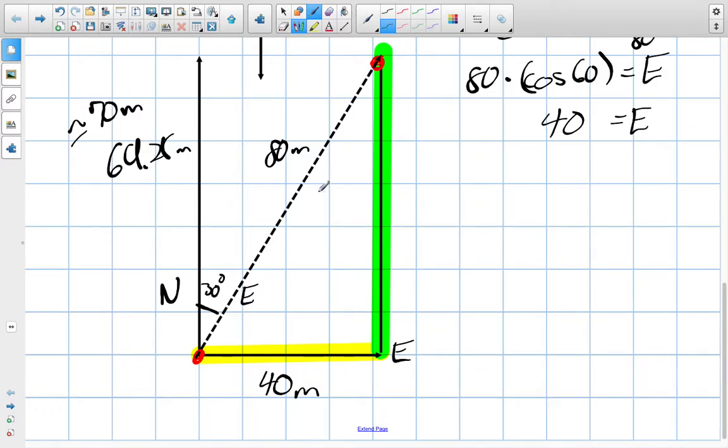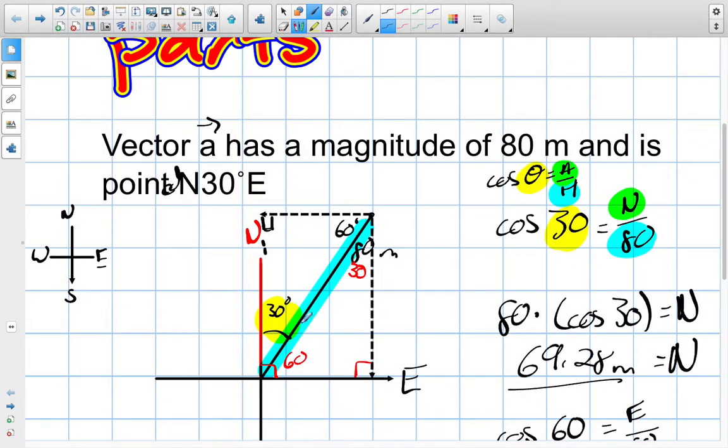So that's how you take the component vectors and add them into a resultant vector. And here's how we take the resultant vector and break it into its two component vectors.